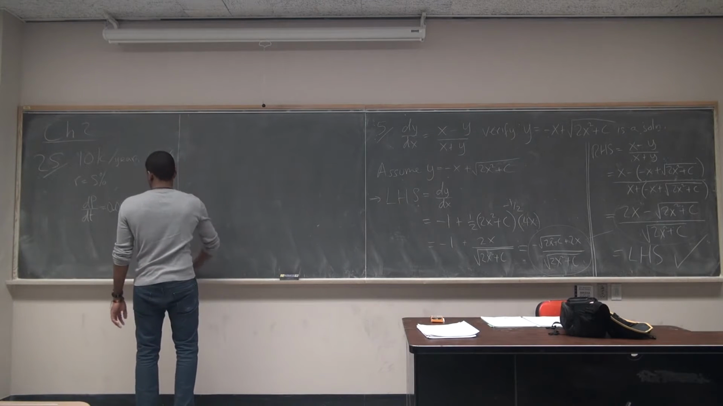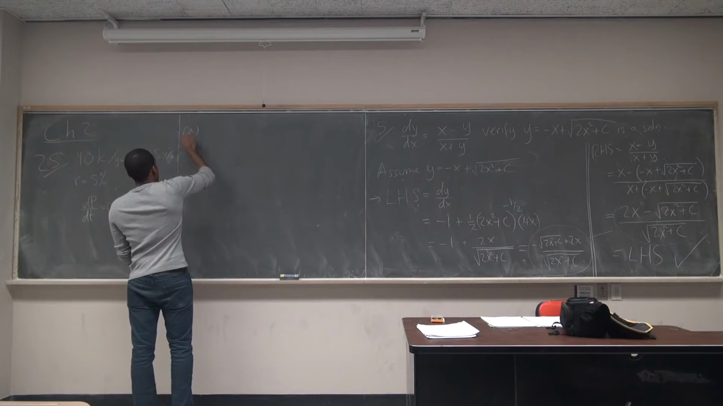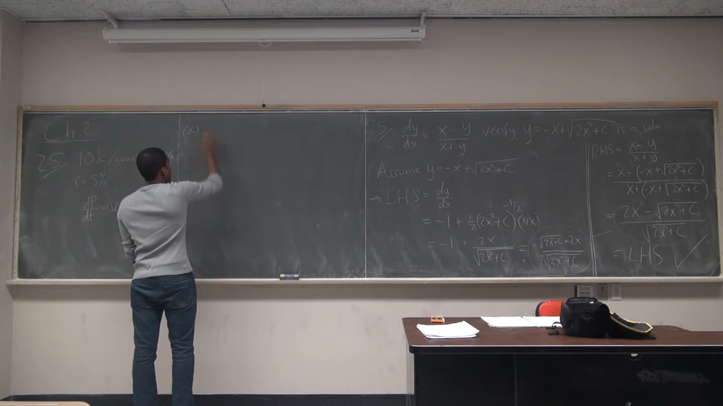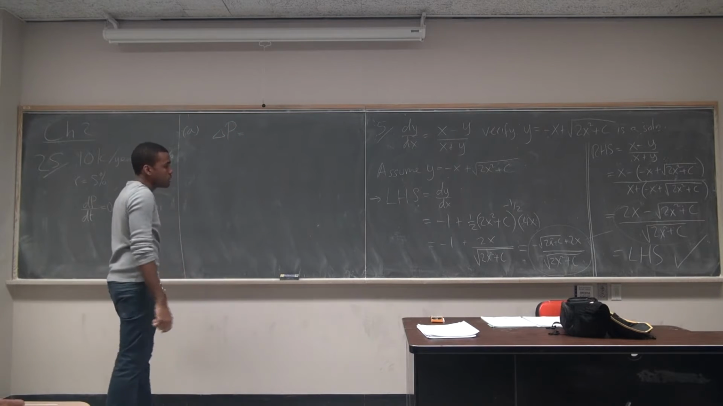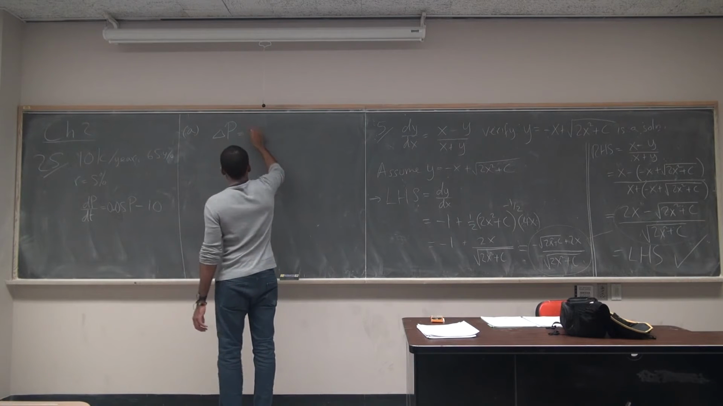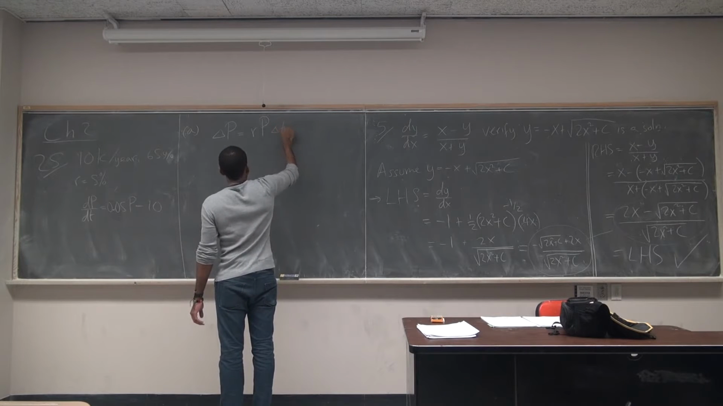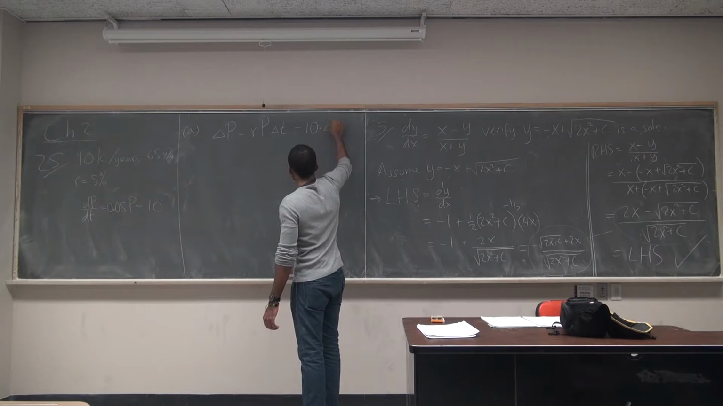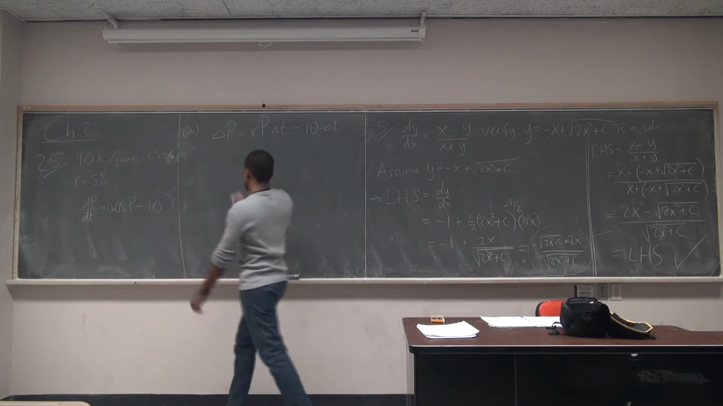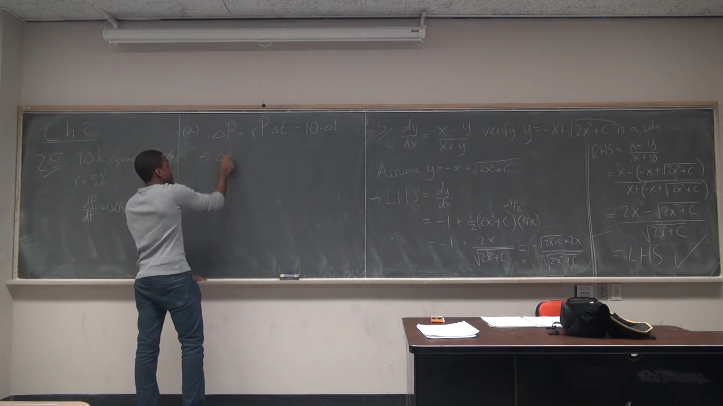But basically, for part A, what they wanted you to say is something like, to derive this, it's like the delta P, how is it done? So you apply some interest rate to the P per unit time, minus you're subtracting 10 per unit time, and the idea is you divide both sides by delta t.